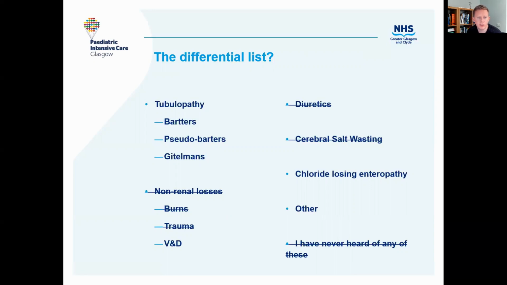Could it be a chloride-losing enteropathy? Could be. Could it be something else? Absolutely. It can always be something else. So although you're trying to tick some things off in terms of likelihood, always remember to keep an open mind, just in case you've got something wrong, just in case there are other things confounding your clinical assessment of the patient. You may need to revisit this.